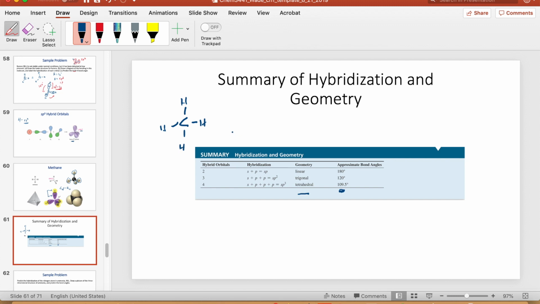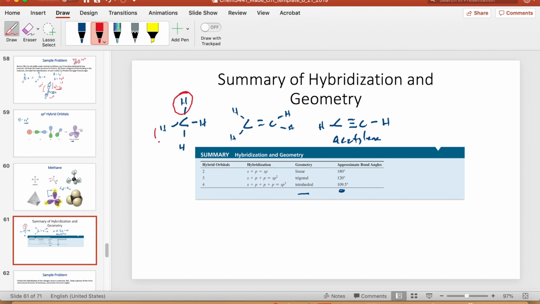We have methane, and we have ethene, and finally acetylene. You need to make sure that you're familiar with acetylene, or ethyne. Make sure you remember what that is. Again, all we're going to do here is count bonding groups, which tells us what we have as far as hybridization.